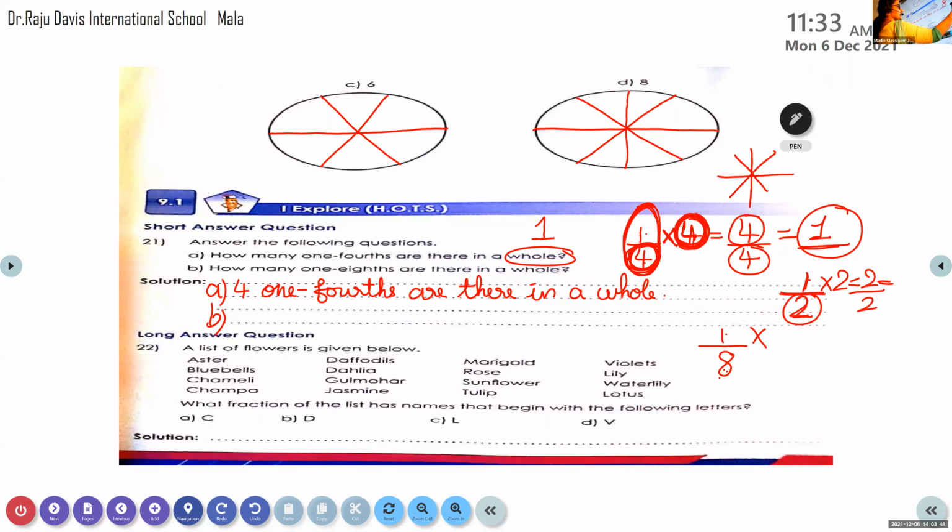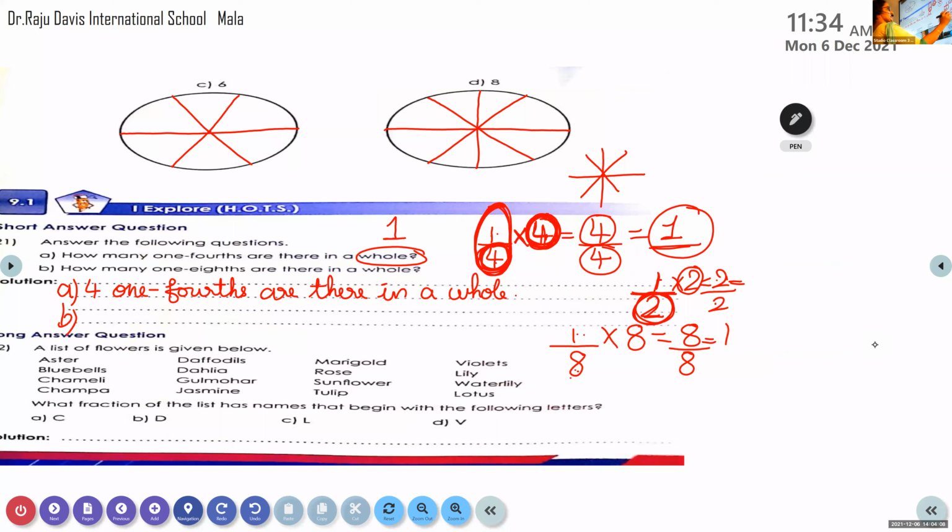Half. The denominator is 2. It is multiplied with 2 to get a whole. Then only you will get the same numerator and denominator, isn't it? So 1/8 has to be multiplied with 8. Okay, suppose it was 1/6. How many 1/6 will make a whole? 6. Good. The denominator is 6, so 6 1/6 should be there to make a whole.